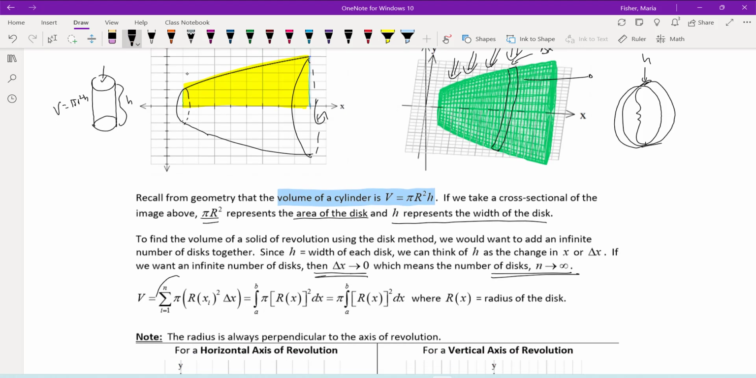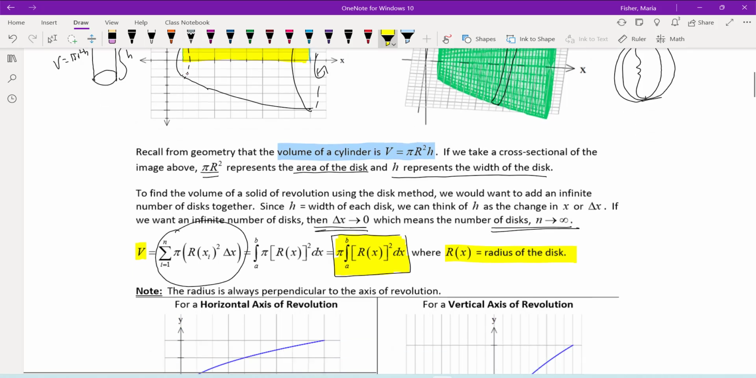So here's an example of us saying that what we could do is add up an infinite number of disks inside of that solid of revolution, but we know that this summation is just the way that we got to the definite integral in Calculus 1. Therefore, we say that we can use this formula right here to find the volume of the solid of revolution. So the volume is going to equal pi times the integral from a to b of r of x squared dx, where r of x is the radius of the disk.